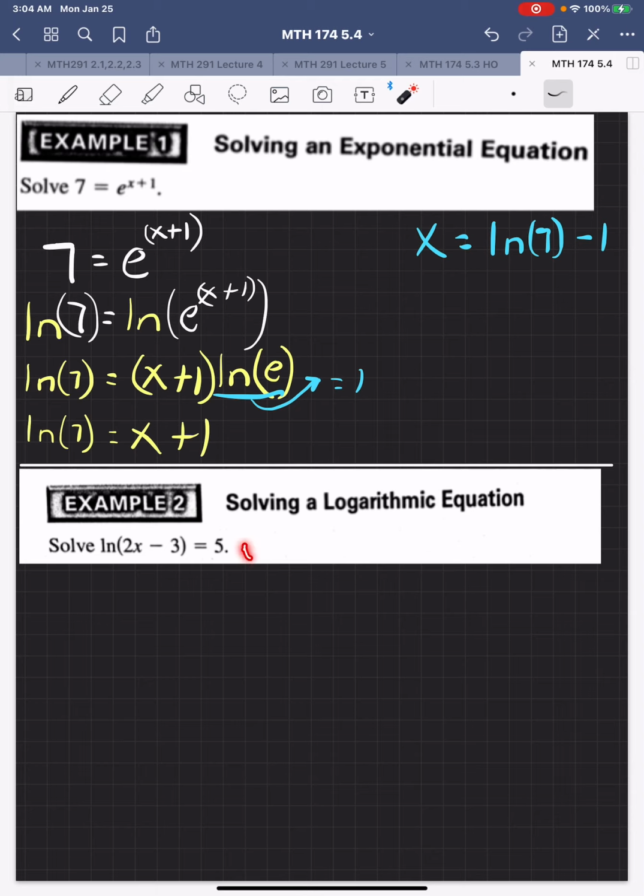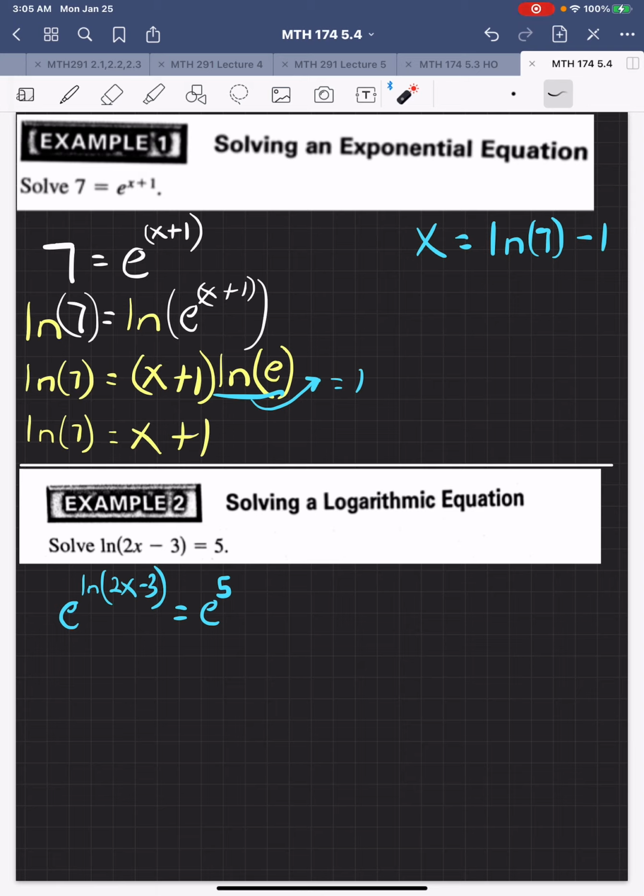So now we want to solve a logarithmic equation. Again, the goal is to make a statement about x equals. Okay, well, just like here we took ln of both sides, here we're going to what we call exponentiate both sides. So it's going to be e to the power of. Ready? So this would be e to the power of ln of 2x minus 3 and e to the power of 5. So that's how we exponentiate our equation.